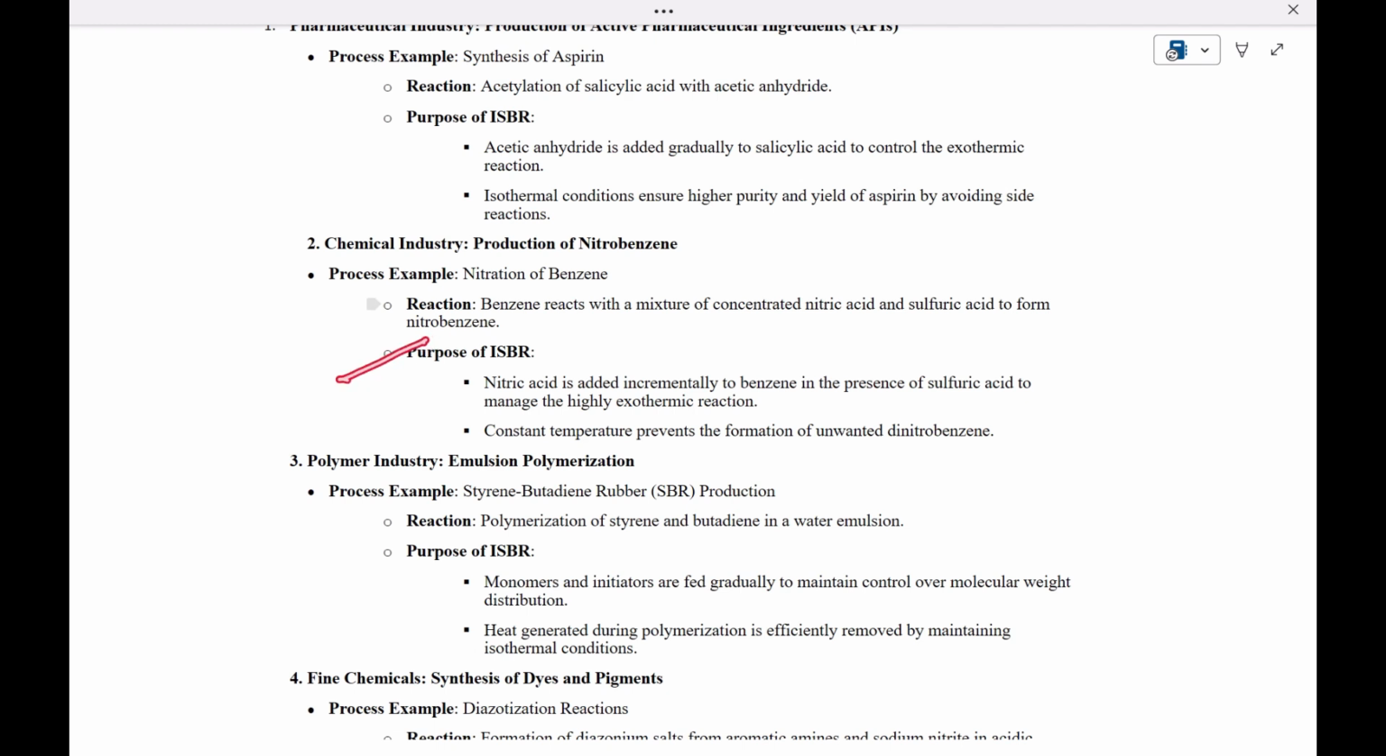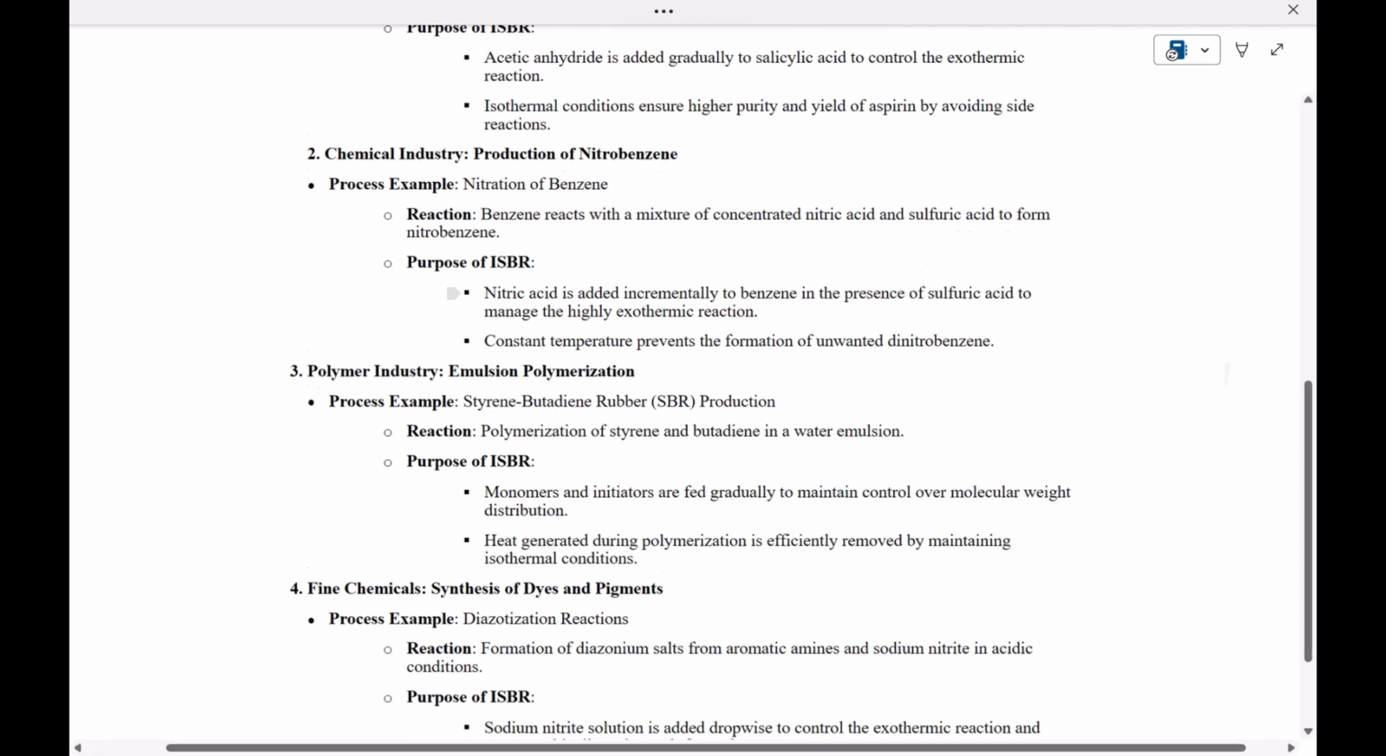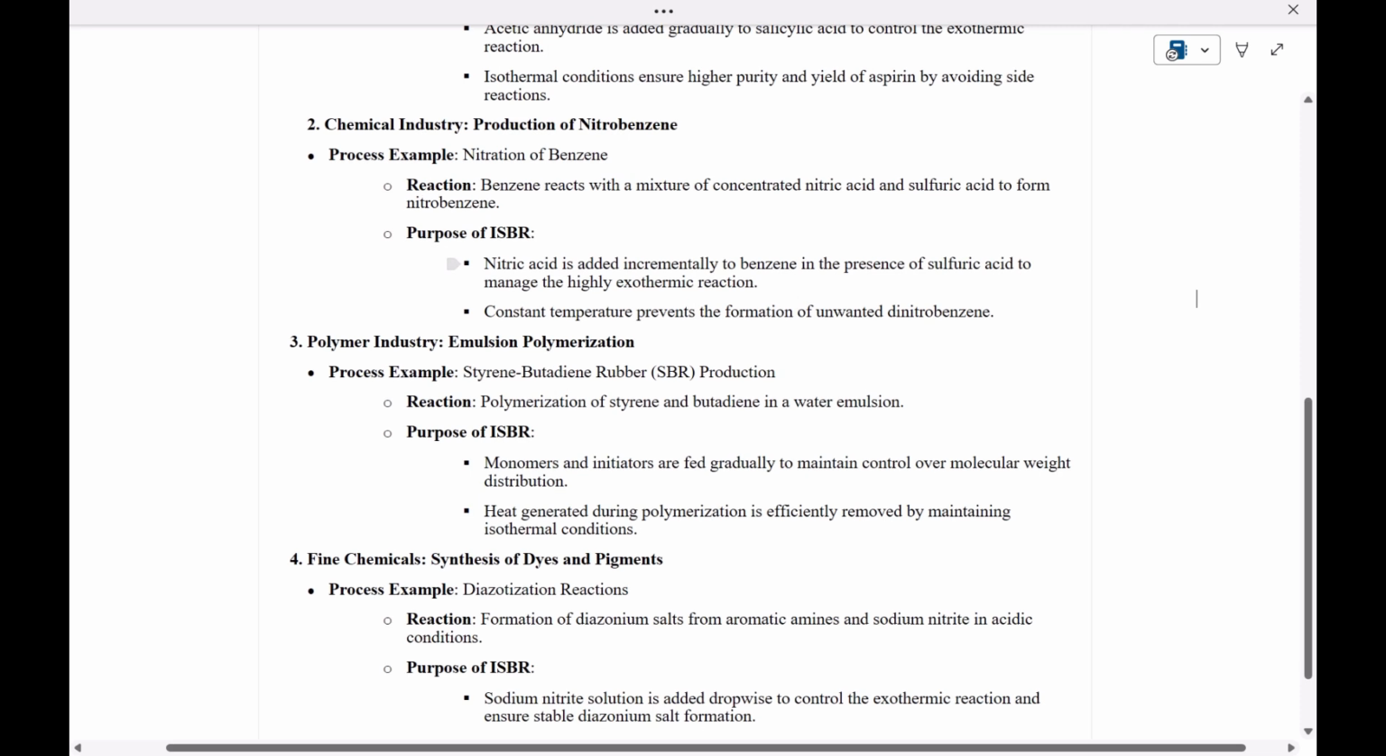Here the purpose of isothermal semi-batch reactor is that nitric acid is added incrementally to benzene in the presence of sulfuric acid to manage the highly exothermic reaction. Here constant temperature prevents the formation of unwanted dinitrobenzene.